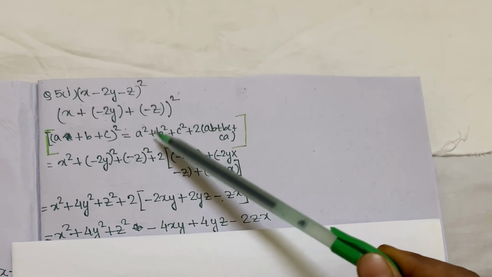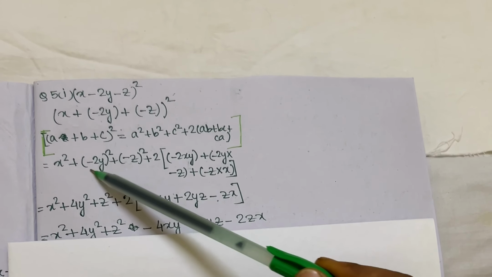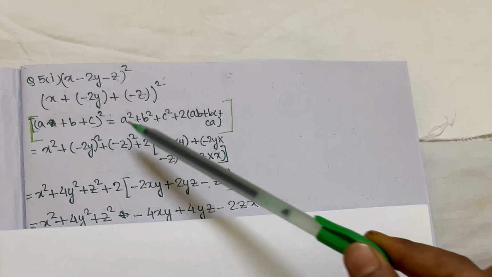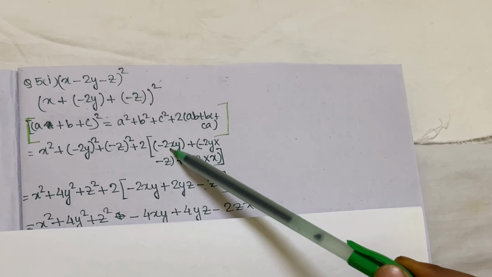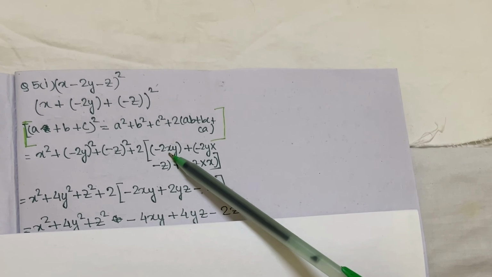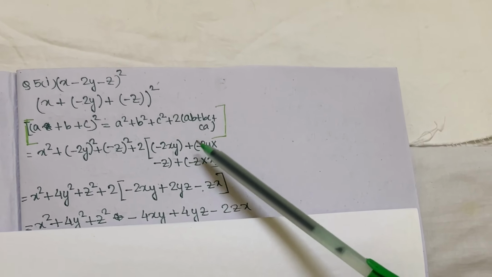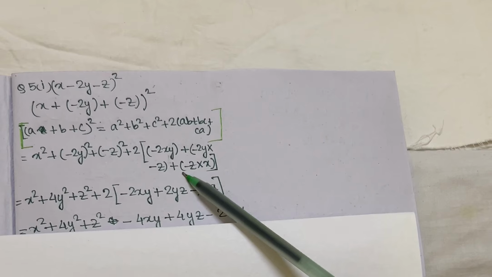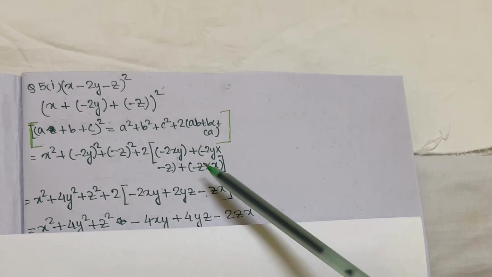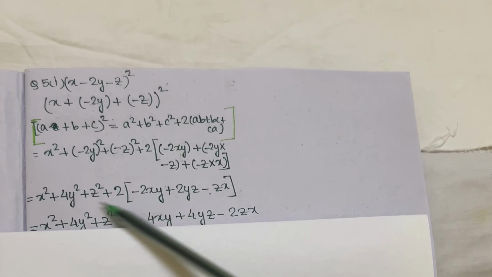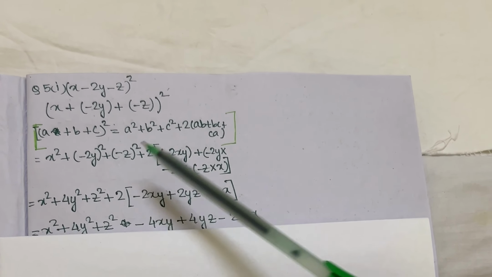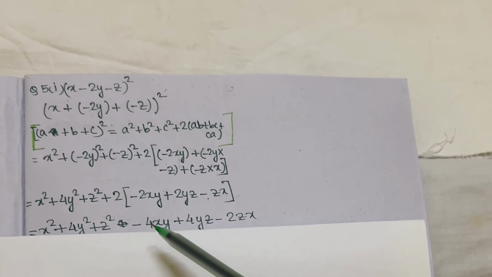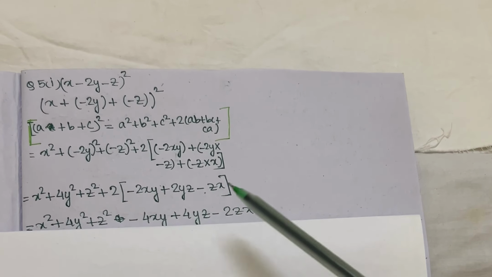So we get x square, that is the a square, b square, that is minus 2y square, c square, that is minus z square, plus 2 into ab, that is minus 2xy, plus minus 2y into minus z, then plus minus z into x. Then on solving this portion and this portion, we get it as x square plus 4y square plus z square minus 4xy plus 4yz minus 2zx.